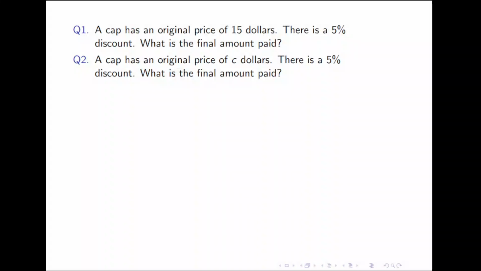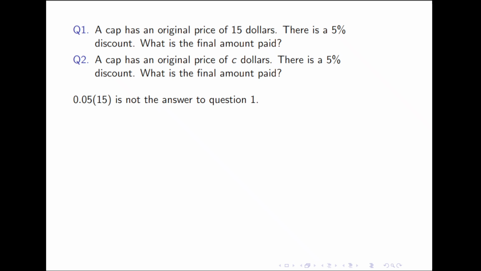We number all the questions in these slides and will refer back to questions by their number. Question 1 says a cap has an original price of $15. There's a 5% discount. What is the final amount paid? Question 2 says a cap has an original price of C dollars. There's a 5% discount. What is the final amount paid?